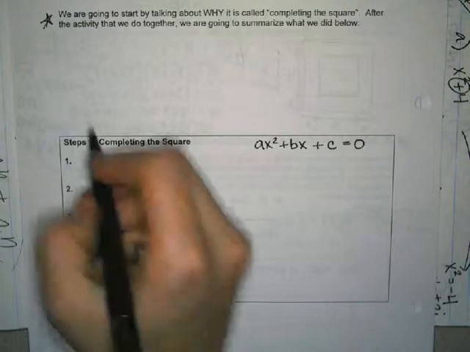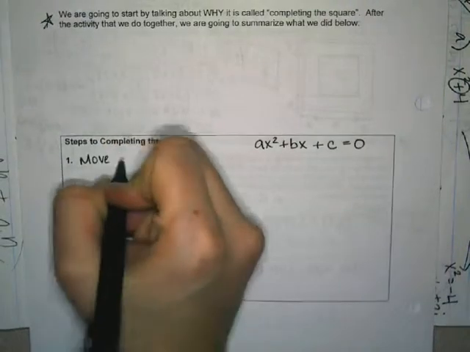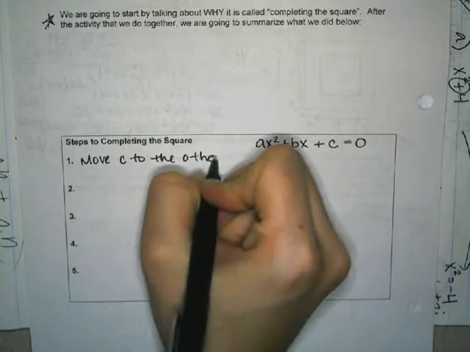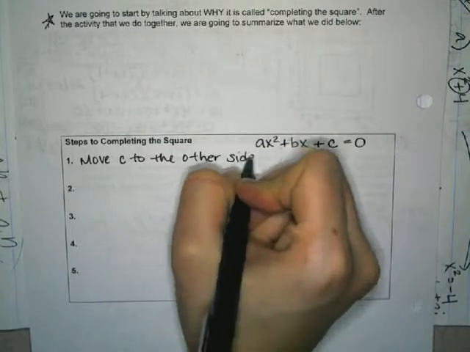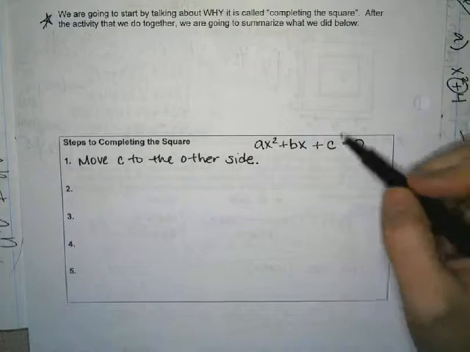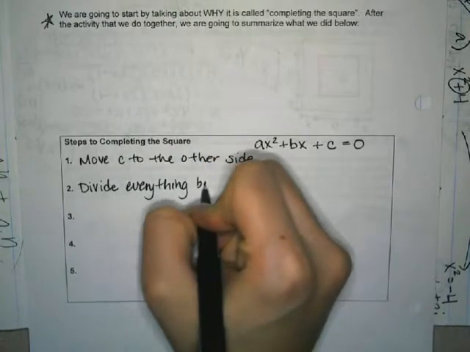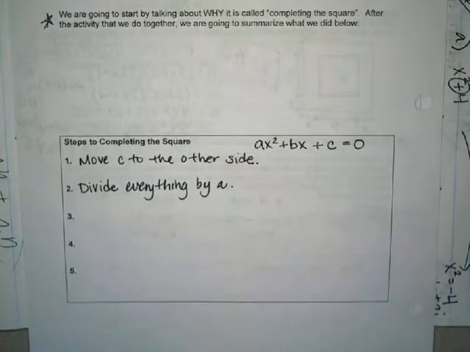First step is to move C to the other side. Okay, so whatever that C value is, you're just going to move it over to the other side and get it out of the way. Second step is if you have an A value other than 1, you're going to divide everything by A. And then the third step is kind of where completing the square comes in.